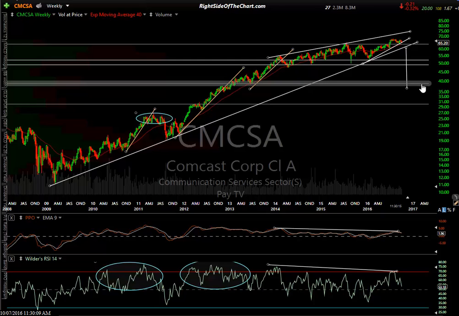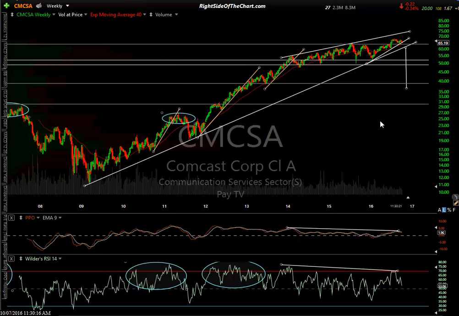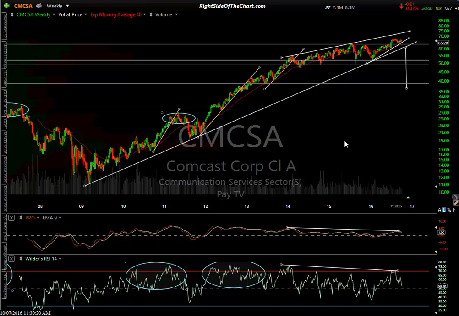That $39 level, which would chop the stock in half, and I think that will happen over the next year or so. And ultimately, I wouldn't be surprised to see Comcast come all the way back into that $30 level.